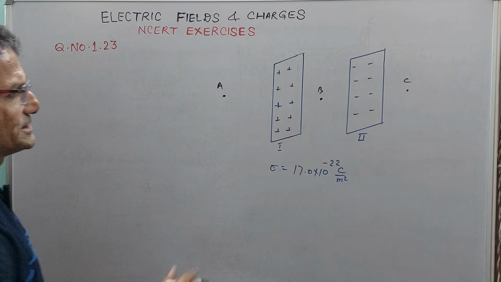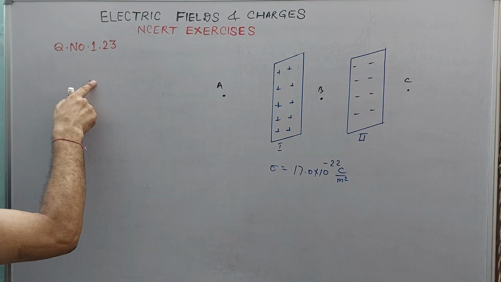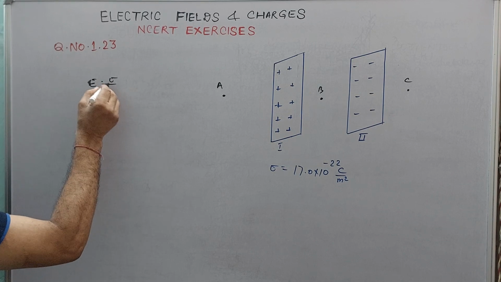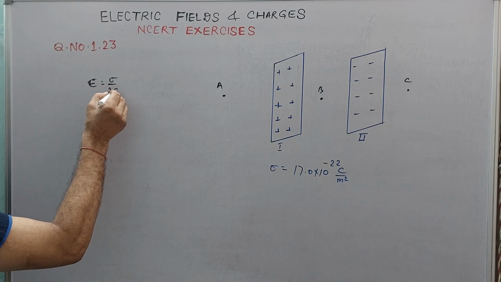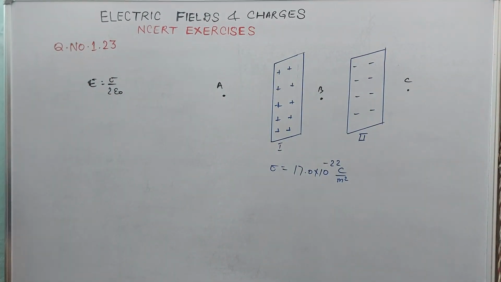The plates are infinite. We know that the electric field due to an infinite plate is sigma upon 2 epsilon naught. This is the value we have. Sigma is the surface charge density. Both have the same surface charge density.